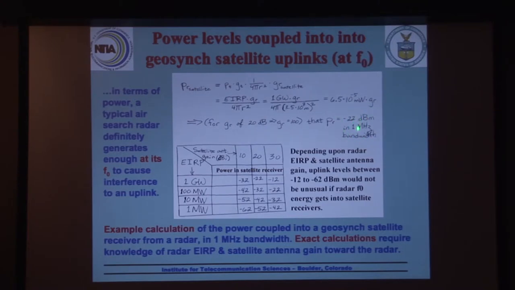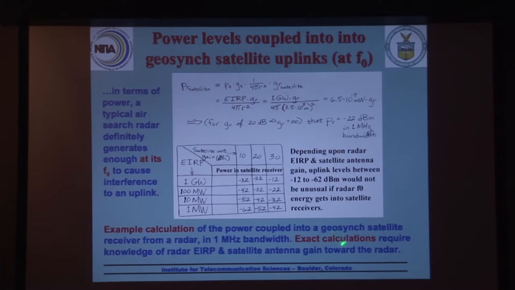Minus 22 dBm. And we can continue this calculation right on down the line for 10, 20, and 30 dB antenna gains for the satellite versus 1 gigawatt, 100 megawatts, 10 megawatts, and 1 megawatt for the EIRP. And what we see is the power in a satellite receiver can range anywhere from maybe minus 62 dBm up to maybe minus 12 dBm. Any of those numbers at the radar's fundamental frequency are enough to easily cause interference to a satellite's operations.